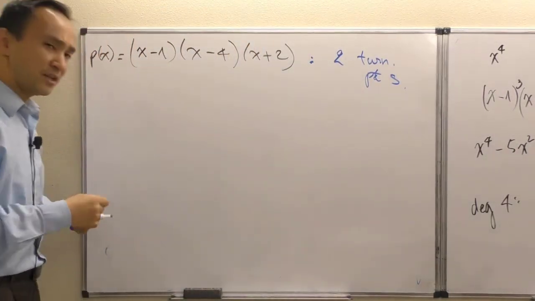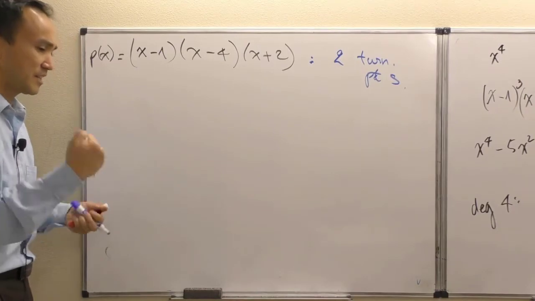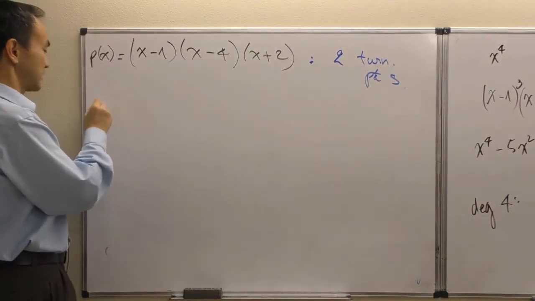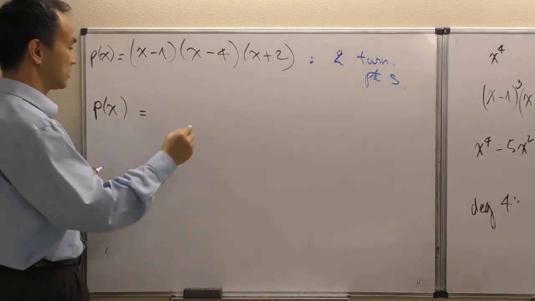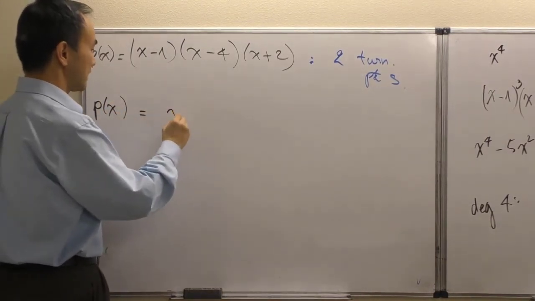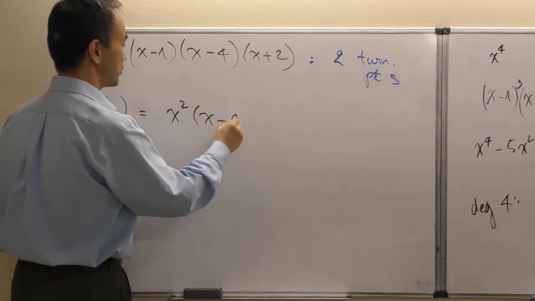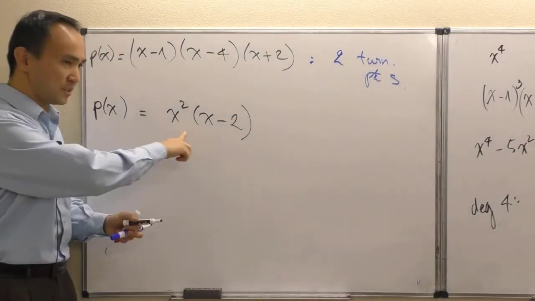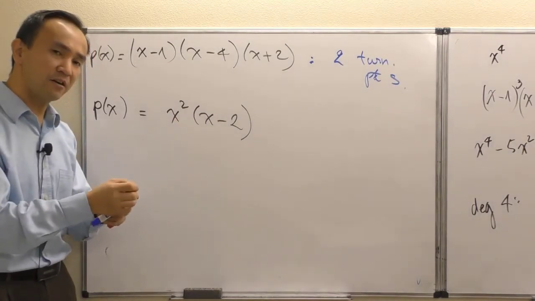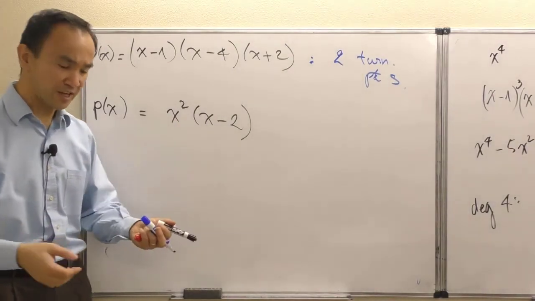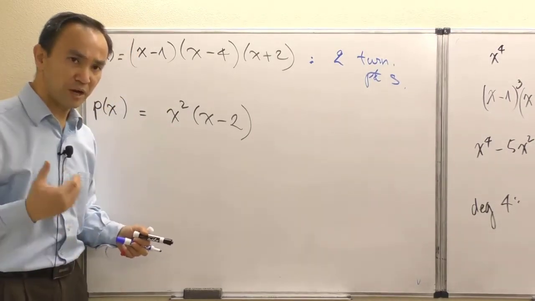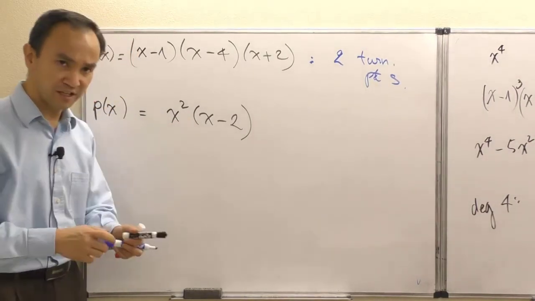Okay, let's write down another one. Let's look at another one. How about P of x equals x squared times x minus 2, for example. It's a third degree, or degree 3. Let's quickly pull up the graph using a fast graphing utility, and then try to investigate the number of turning points in this particular one.